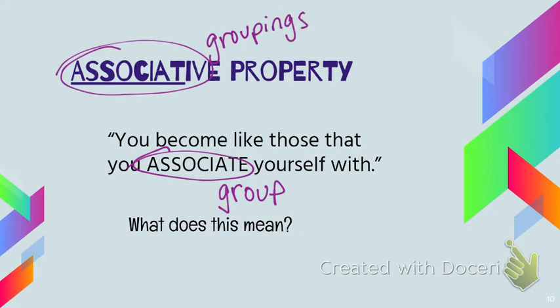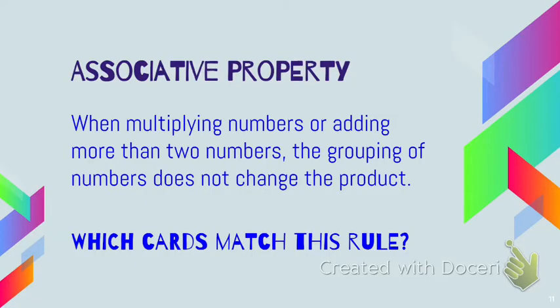Okay? So that's how you remember the associative property has to deal with groupings. Now, the rule says when you multiply numbers or add more than two numbers, the grouping of them doesn't change the product or the sum.